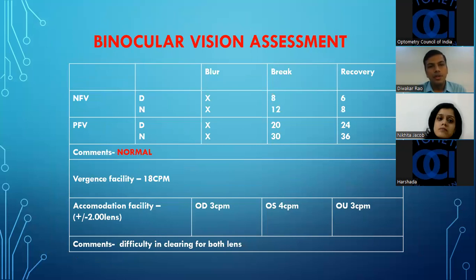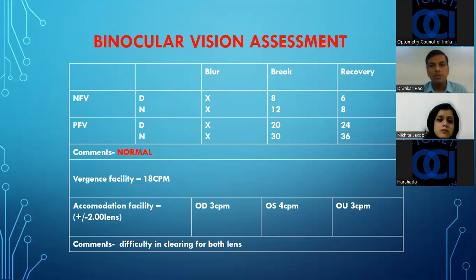The further evaluation was performed, and we did the negative fusional convergence and positive fusional convergence tests, NFC and PFC. And we got the values like blur, break, and recovery. For distance, negative fusional convergence was X, 8, and 6 in prism diopters. And for near, blur was not noticed, so that's why X. Break is 12 and recovery is 8 in prism diopters. For positive fusional convergence, no blur was noticed, and break is 20 and 24 is the recovery.